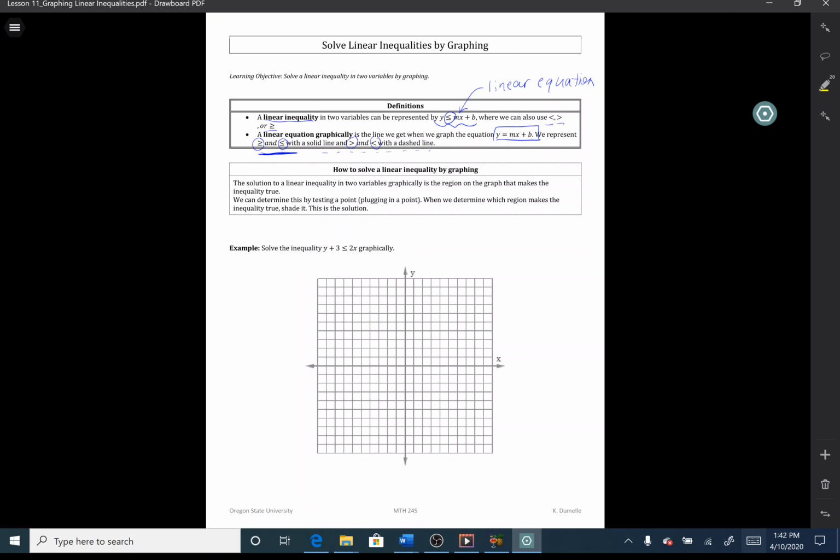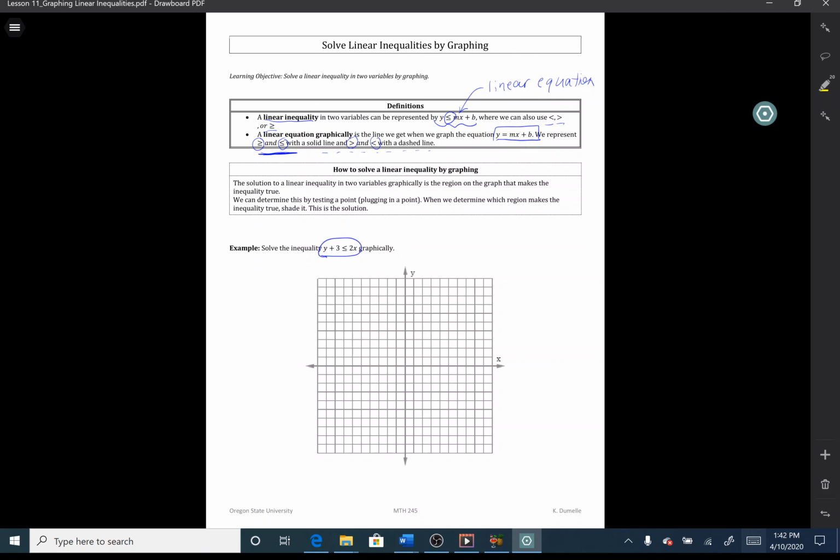So how do we solve a linear inequality by graphing? Well, I first graph mx plus b, then I decide if it will be a solid line or a dotted line, and then I can test a point in either one of my regions, and plug it into my equation to see if it is true. So let's do this example. y plus 3 is less than or equal to 2x.